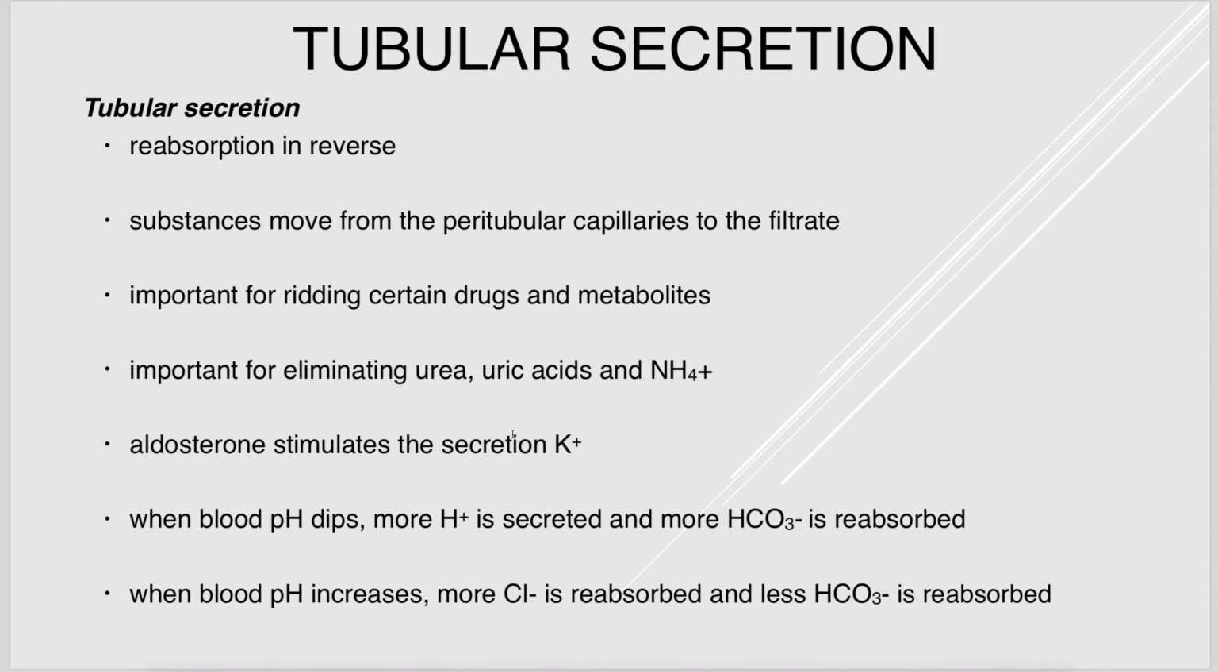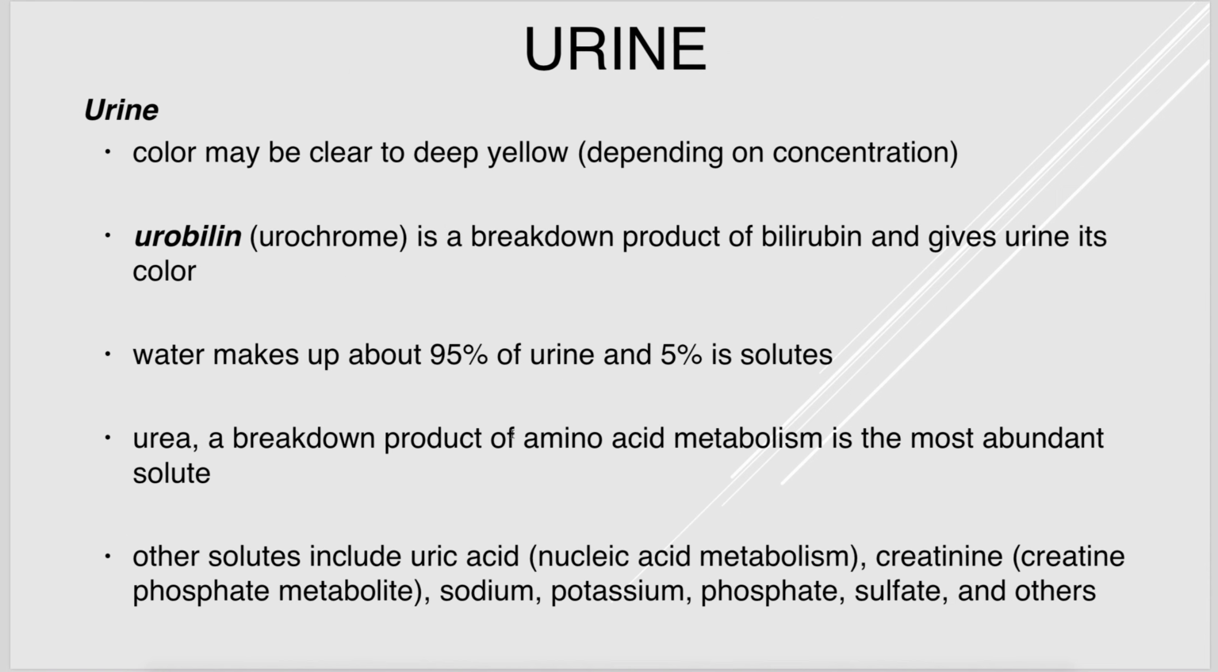Now, tubular secretion, this is reabsorption in reverse. This is moving things from the capillaries into the filtrate, which will eventually become urine. So this is really important for removing our nitrogenous wastes like urea and ammonia, and drugs and things like that. And we know that we have hormones that stimulate secretion of things like potassium, aldosterone. We talked a little bit about pH. I'm not so concerned about that. Just the big picture here, I want you to understand what reabsorption is and what secretion is.